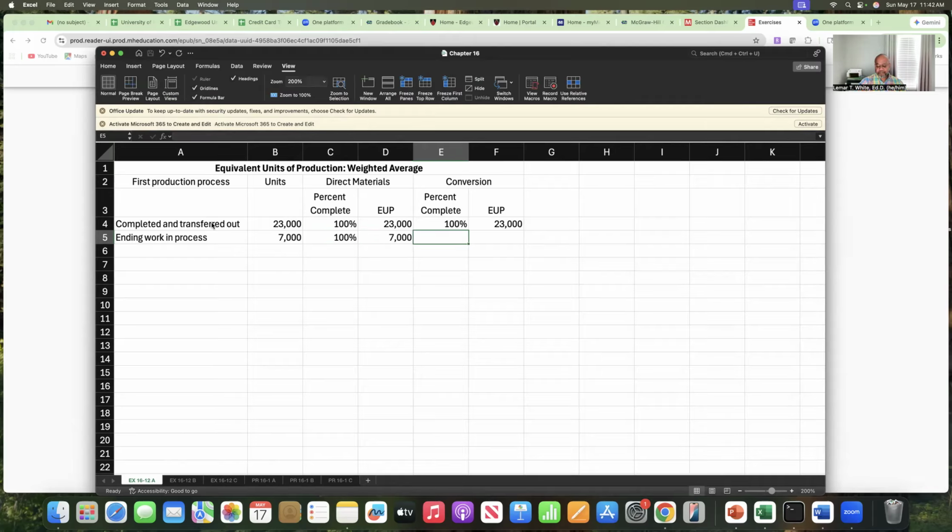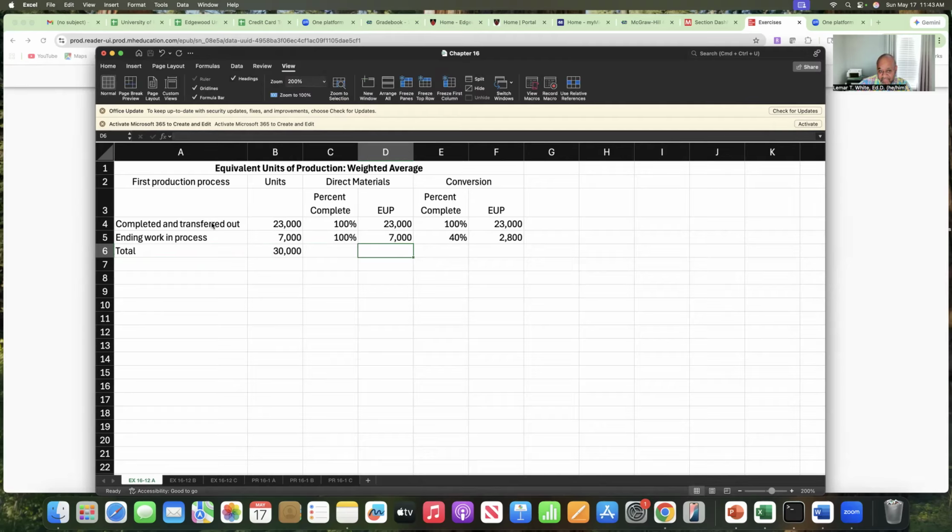For conversion, however, if I look at the information it gave me in the question, it says 40% of conversion costs were applied to ending work in process. I'm going to put 40% here. And then when I multiply 7,000 by 40%, I'm going to get 2,800. Okay. So then my total would be 30,000 units here.